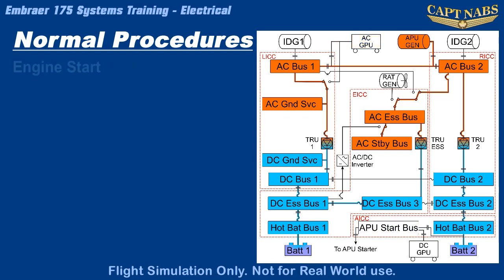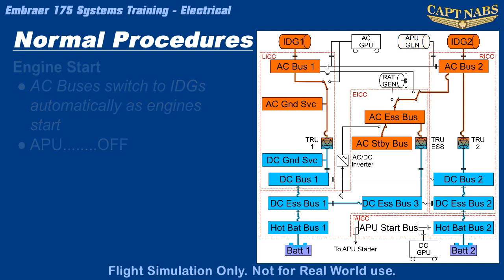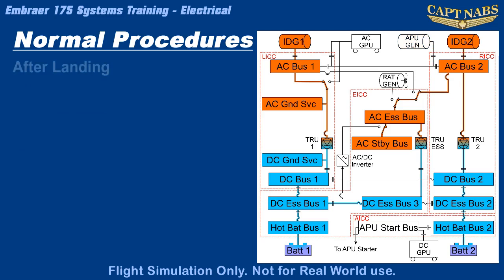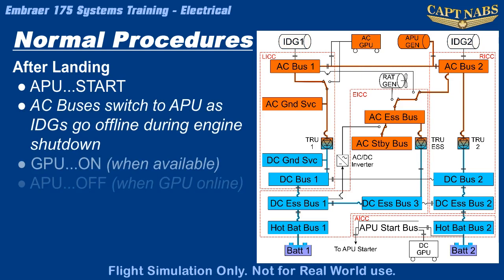During engine start, the IDGs come online automatically and take over supplying their respective bus from the APU. After engine start, the APU is normally shut down and the airplane is run off the IDGs alone. After the flight, approaching the gate, the APU is restarted. Once the APU has been stabilized for at least 10 seconds, the engines are switched off and the APU generator automatically takes over as the IDGs fall offline. Once the GPU is connected, the APU can be shut down. As the APU shuts down, the GPU is connected to the system.